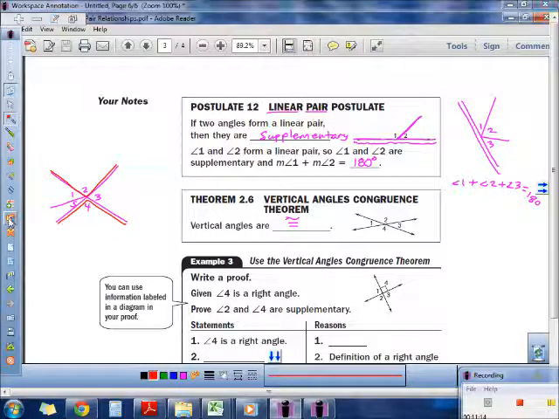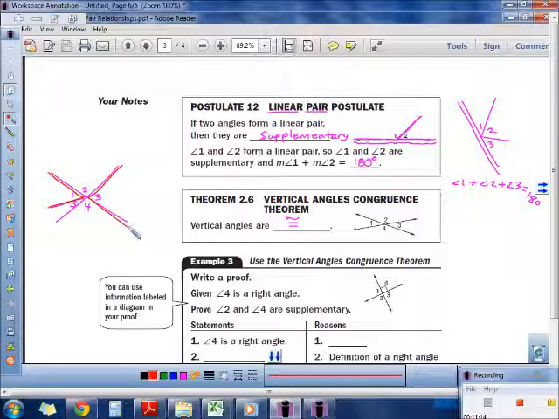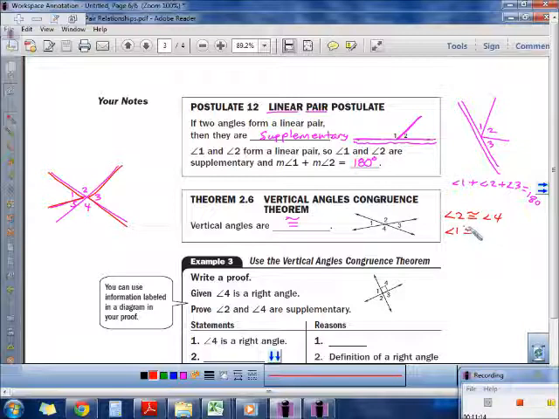However, I heard some people say 1 and 3. If I extend these over, here's 1 and here's 3. Is that a perfect X? Are these exactly the same size? No, because that little 5 was inserted there. 1 and 3 are not vertical angles. Which ones are vertical over here? Okay, so write that out to the side. Angle 2 is congruent to angle 4, and angle 1 is congruent to angle 3.